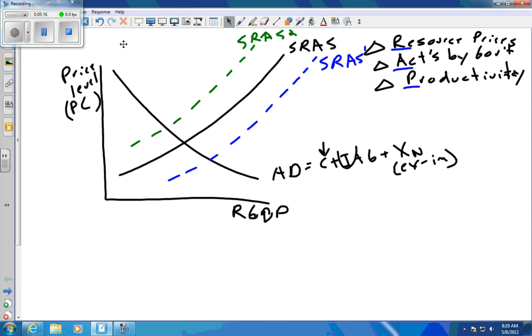If there is more regulation, you do need to hire people in compliance. We're seeing that in schools. It's very expensive sometimes to comply with the state. That would shift the short-run aggregate supply curve to the left.